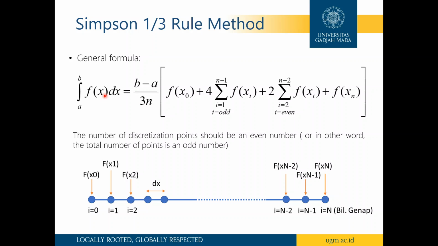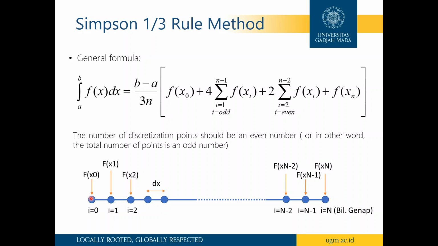So this is how the general formula looks like. If you have the integration of f(x) dx from a to b, you divide the interval from a to b into a number of points, and then you discretize and evaluate the f(x) value for each point. The number of discretization points should be an even number, or in other words, the total number of points is an odd number. Again, this is an illustration for the Simpson rule.